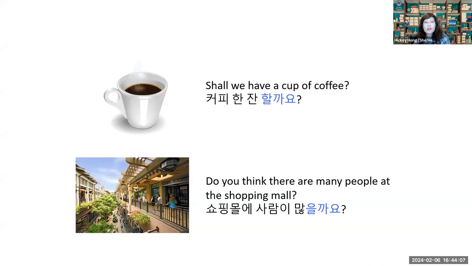So here is 커피 한잔 할까요? Shall we have a cup of coffee? But if you just say 한잔 할까요? It means, shall we have a drink together? Usually cocktail or soju, like drinking, consuming alcohol. Should we have a drink? Okay. 한잔 할까요? It's to drink alcohol.